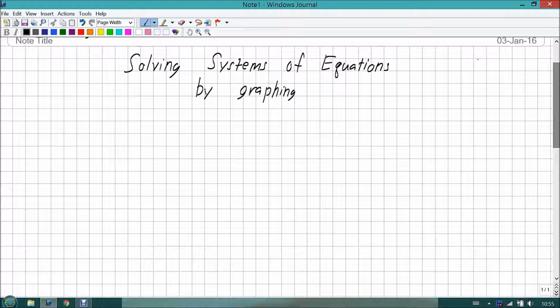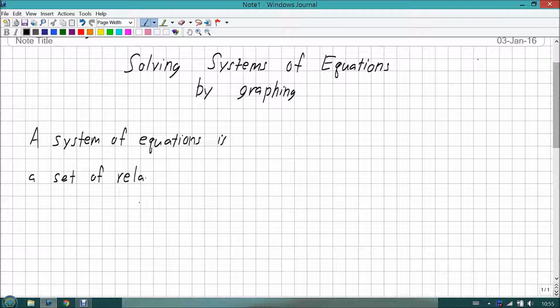All right, so first things first, what is a system of equations? A system of equations is a set of related equations, and that's it. It's just a set of related equations.